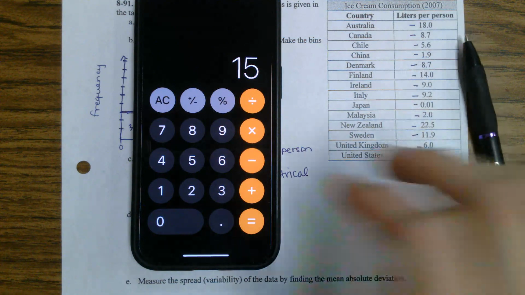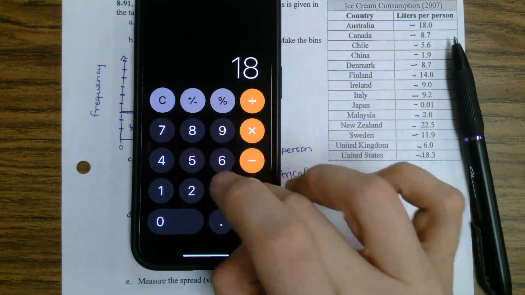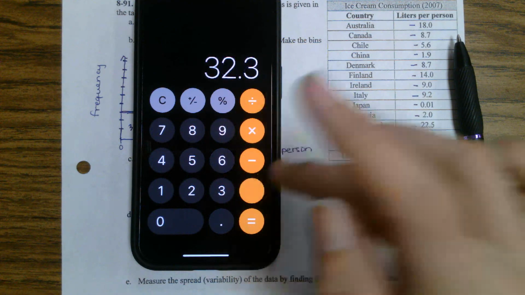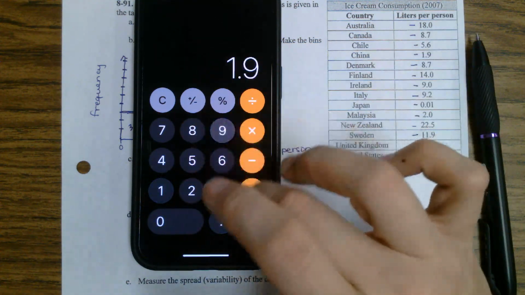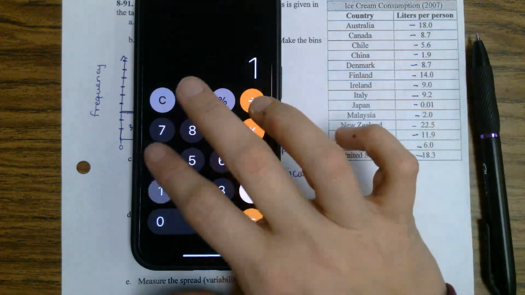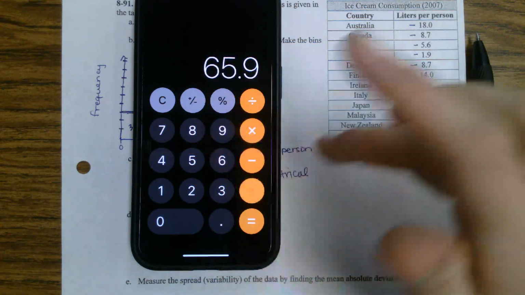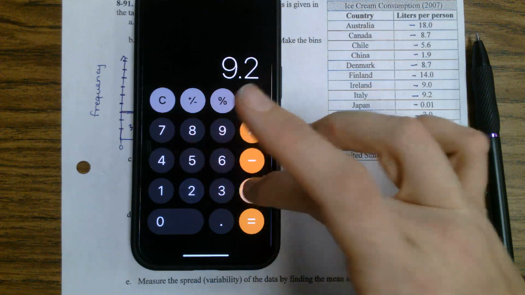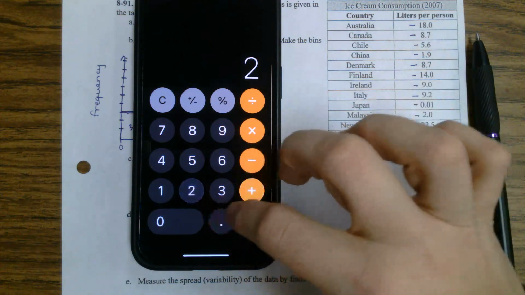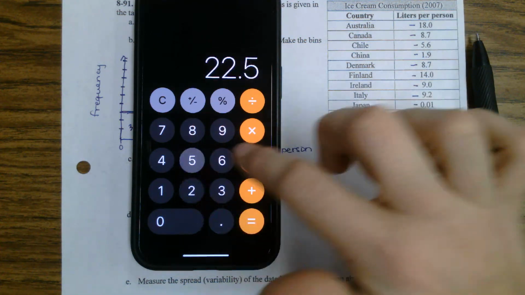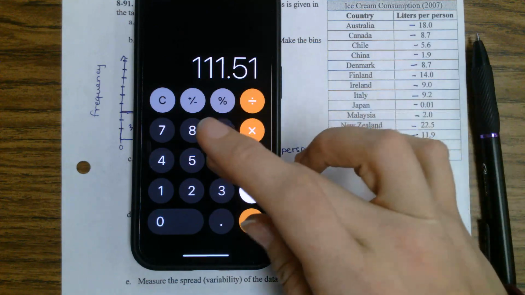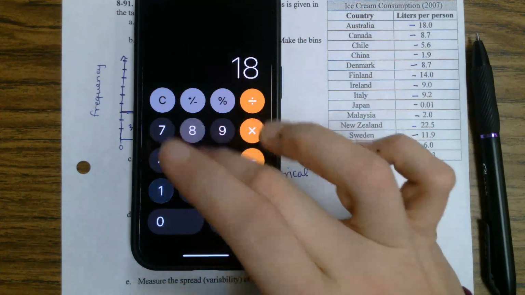So I'm going to start by clearing it out. I have 18 plus 8.7 plus 5.6 plus 1.9 plus 8.7 plus 14 plus 9 plus 9.2 plus 0.01 plus 2 plus 22 and a half plus 11 and 9/10 plus 6 plus 18 and 3/10.